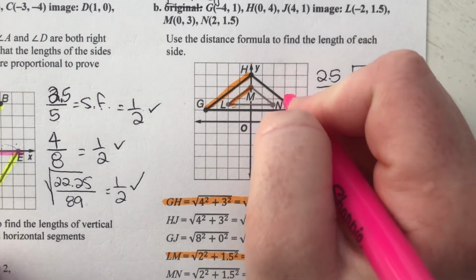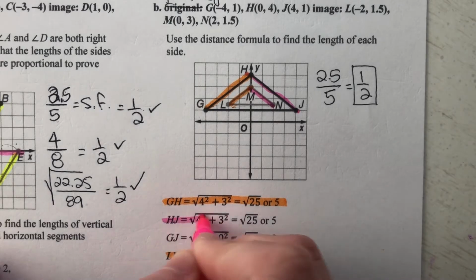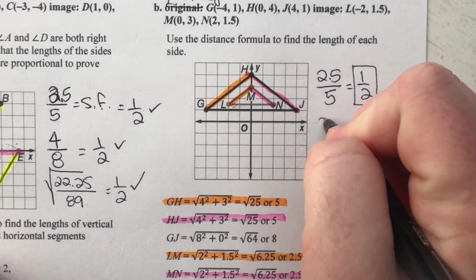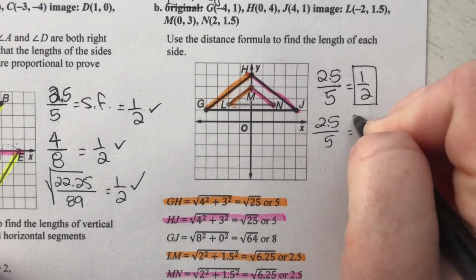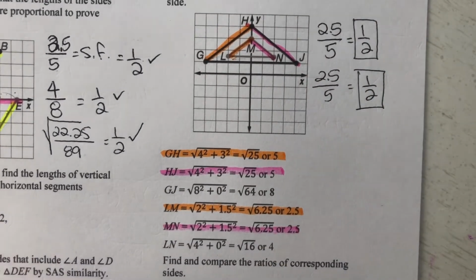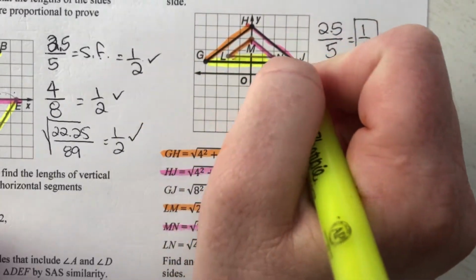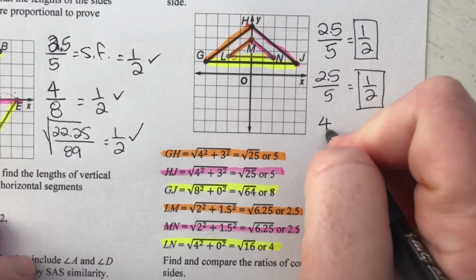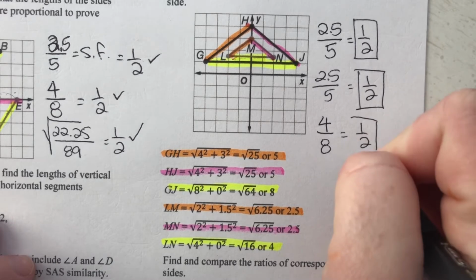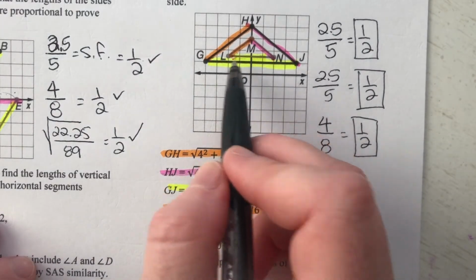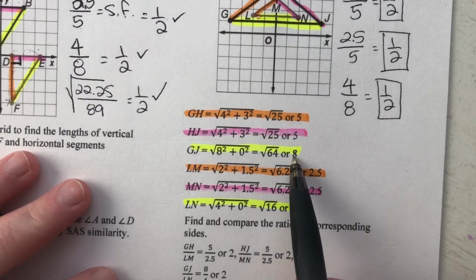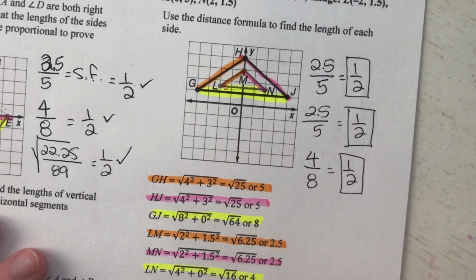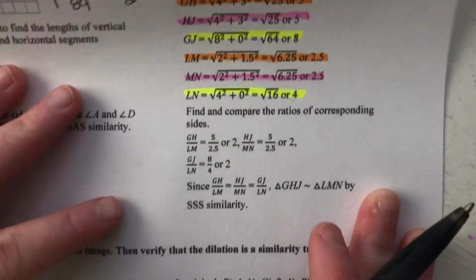HJ, which is this side, compare it to NM. HJ is 5, and NM is 2.5. It's the same ratio, so it should be exactly the same. 2.5 over 5 is 1/2. So far, they've got the same ratios, right? And then the last one here is this bottom guy. One is 8, and one is 4. And 4 over 8 equals 1/2. How did I know to do 4 over 8? It's this LN over GJ. LN is 4, GJ is 8, 4 over 8 is 1/2. So since they all have the same ratio, all the corresponding sides, then yes, this is a similarity because of the SSS rule. And it says so right down here.